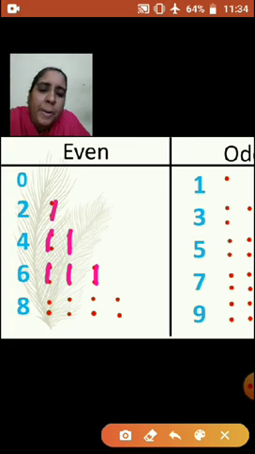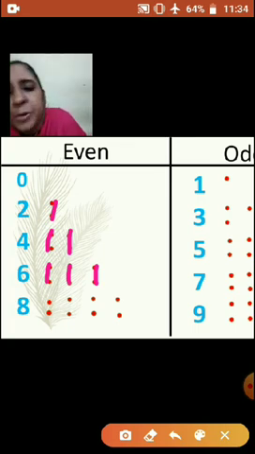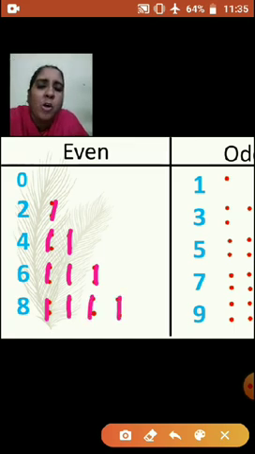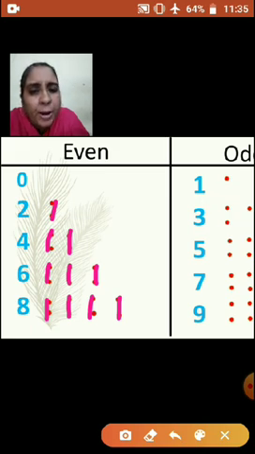Now here also I have put 8 dots. 1, 2 pair. Again 2 pairs. See, 1 and 2, 1 and 2. So here I got 4 pairs. Here I got 3 pairs. Here I got 2 pairs. And here, in the number 2, I got 1 pair. So these are all even numbers. Now let us see odd numbers.